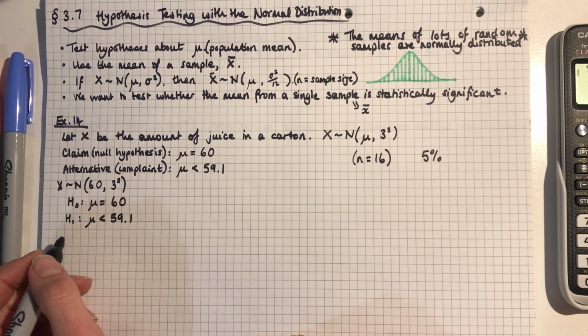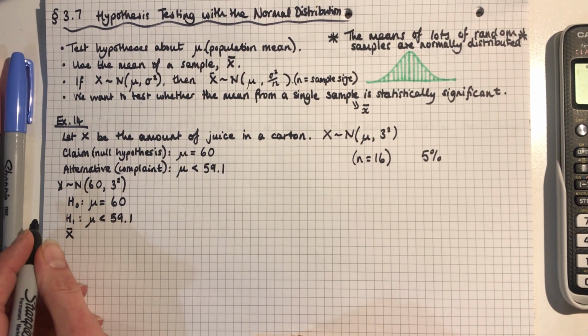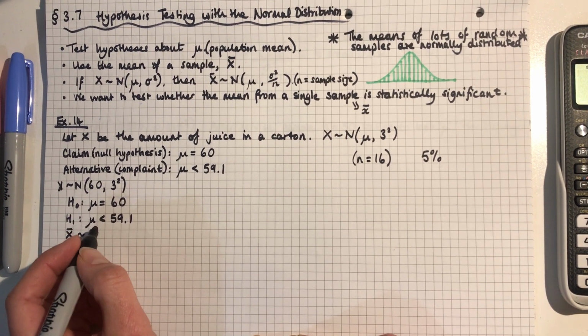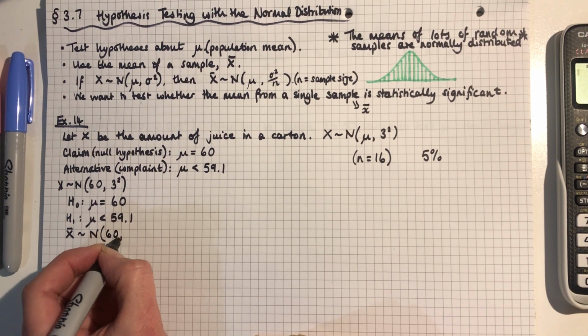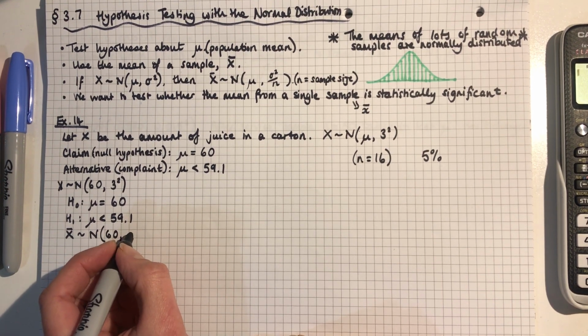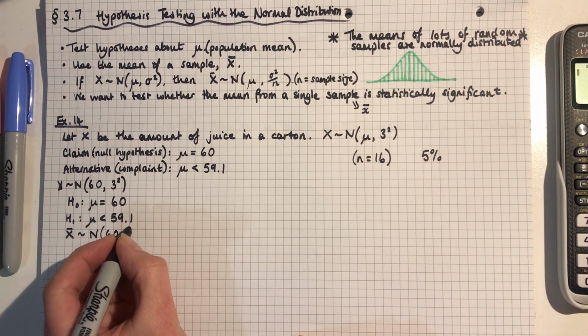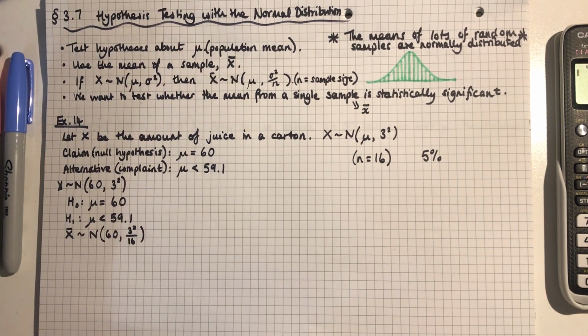And we have a sample taken, and we're going to assume that's normally distributed, so mean 60, but the variance of the sample is the variance of the original divided by the sample size. So we've got 3 squared over 16 for the variance here.